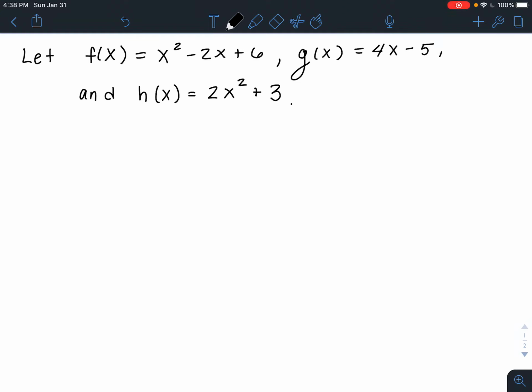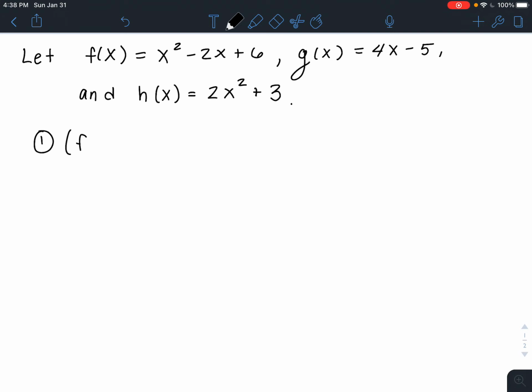So let's practice with our function operations. I have three functions up here on the screen. f of x is going to equal x squared minus 2x plus 6. g of x is 4x minus 5. And h of x is 2x squared plus 3. So let's just do some basic function operations here.